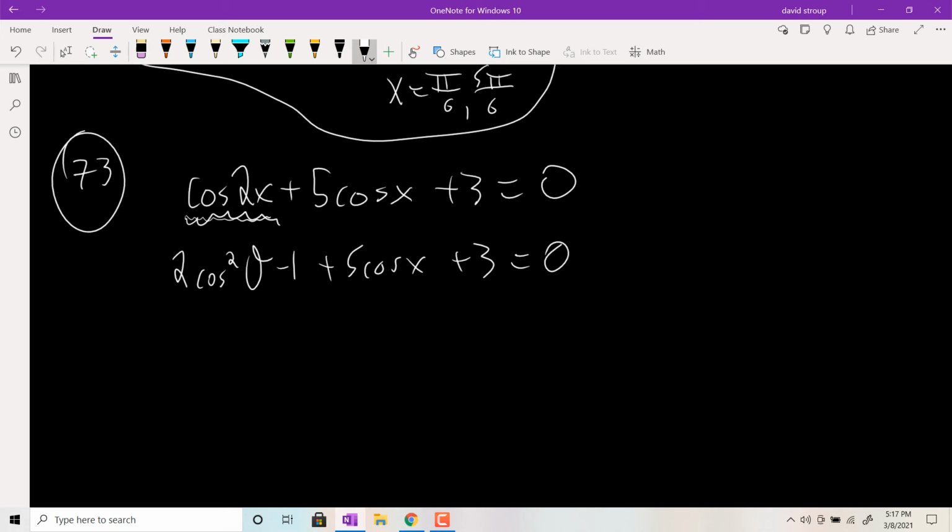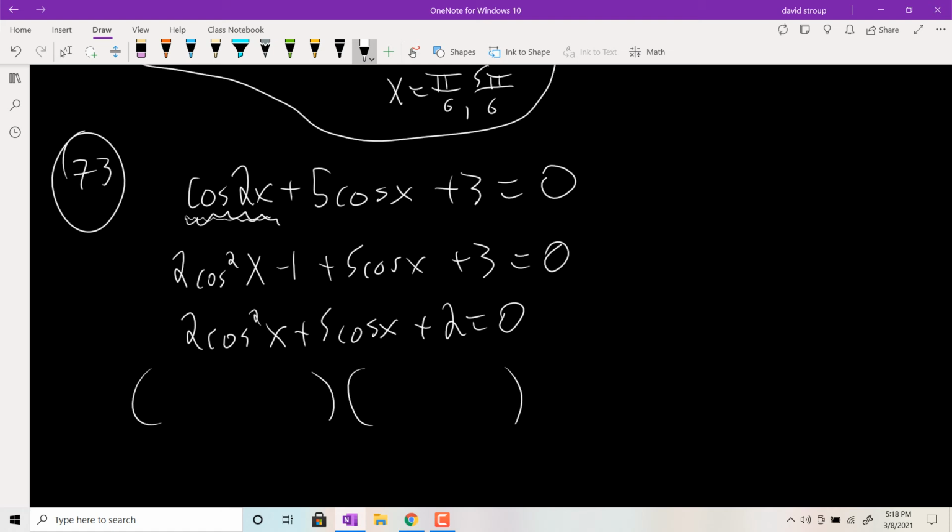So if we replace this cosine 2x with a cosine squared, we've basically turned it into a quadratic type. Note everything's in the same function, everything's in terms of cosine, and the angles are the same. Well, they should be the same. I forgot to put x instead of theta. Sorry about that. Okay, so now it's quadratic, and we should be able to solve it. So I have 2 cosine squared x plus 5 cosine x plus 2. Okay, and then we could go ahead and factor it.